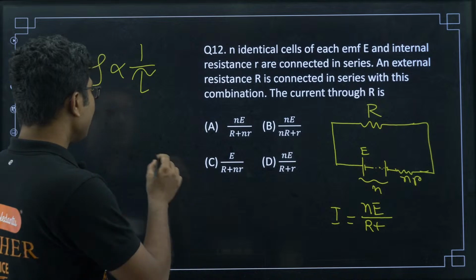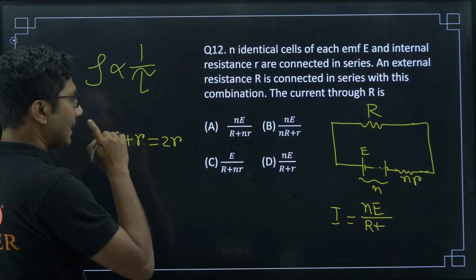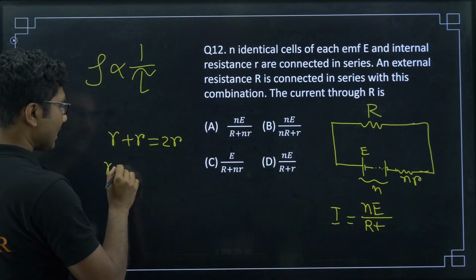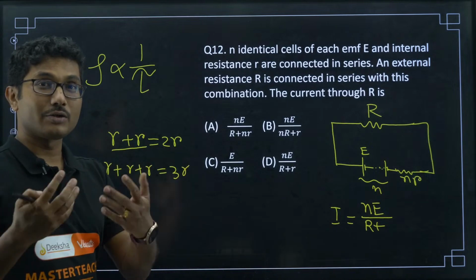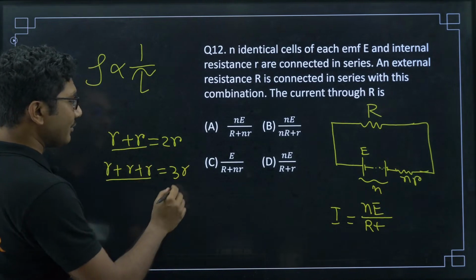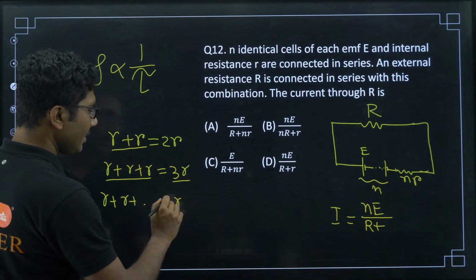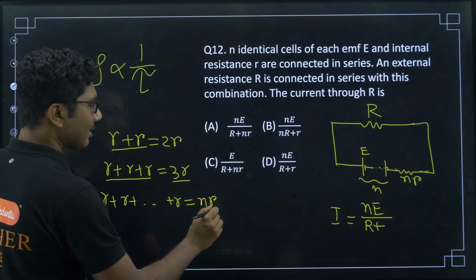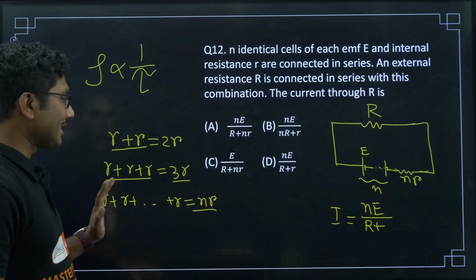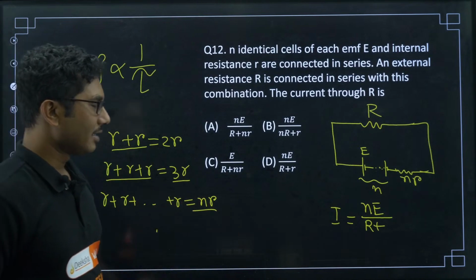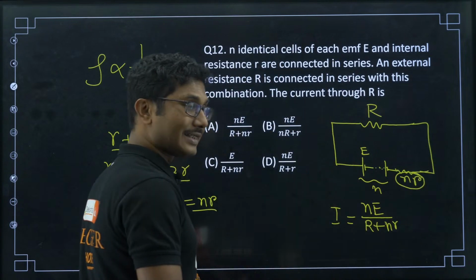I gave you one example: r plus r is 2r. Similarly, r plus r plus r is 3r. If you add r twice, you get 2r. If you add r thrice, you get 3r. So, if you add r n number of times, you will get nr. Many students get confused why it is nr. If you are just adding r n times, you get nr. So, it is R plus nr. So, nr is the equivalent internal resistance.